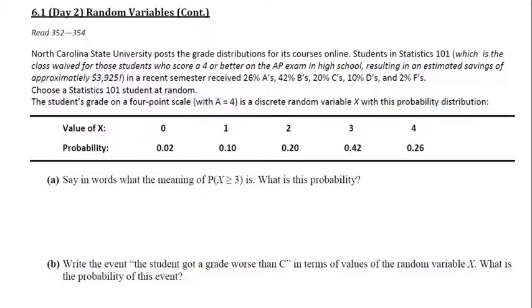6.1 day 2 starts off with another example of a discrete random variable. I'm going to leave this example to you, the one about North Carolina State University and their grade distributions. So you should be able to handle this example entirely, and that is on your own.